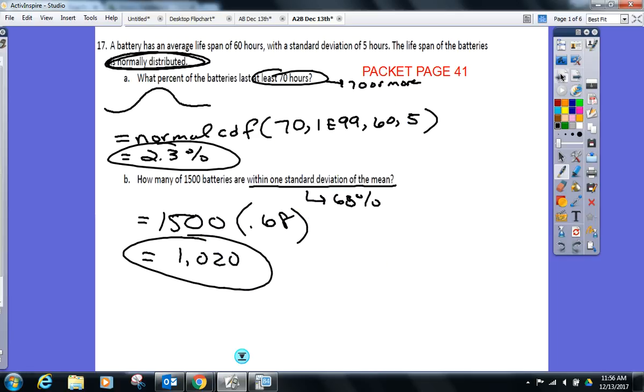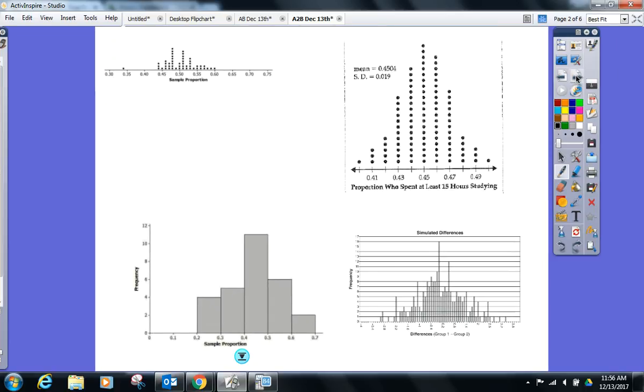When it's normally distributed, it fits underneath the curve. What I did, I went through your packet and I cut and pasted a bunch of those dot plots we've been working with. And you guys already know this because we've talked about this. The more trials you do, the more the dot plot resembles what? The curve, right? And this is nowhere in your packet, but it starts resembling the curve.